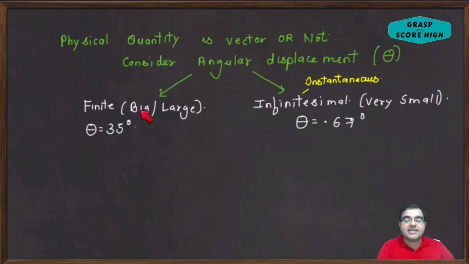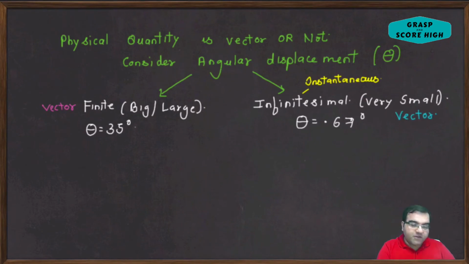Finite basically means a large value of angles. Let's say 35 degrees. So 35 degrees is called a finite value, and the finite value for angular displacement is considered as 35 degrees. A very small value for theta is infinitesimal, where theta is considered to be 0.67 degrees. Now this is a very small value. So a small value can be called infinitesimal, or you can call it instantaneous.